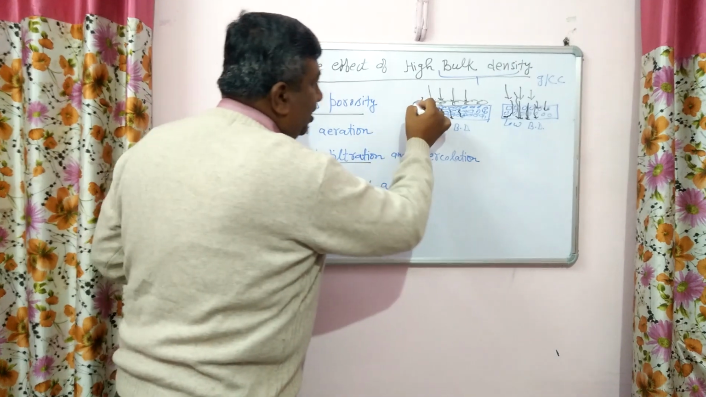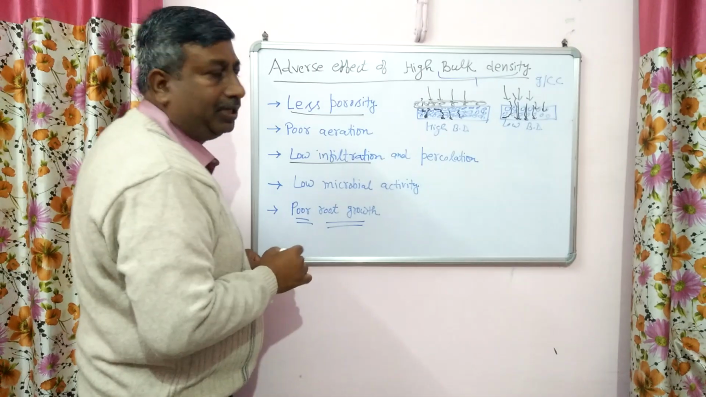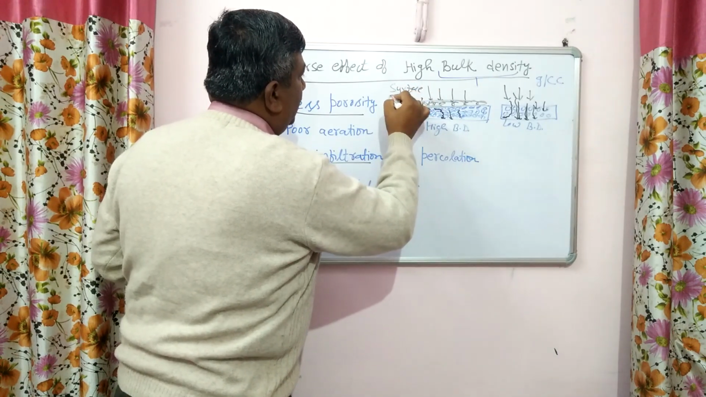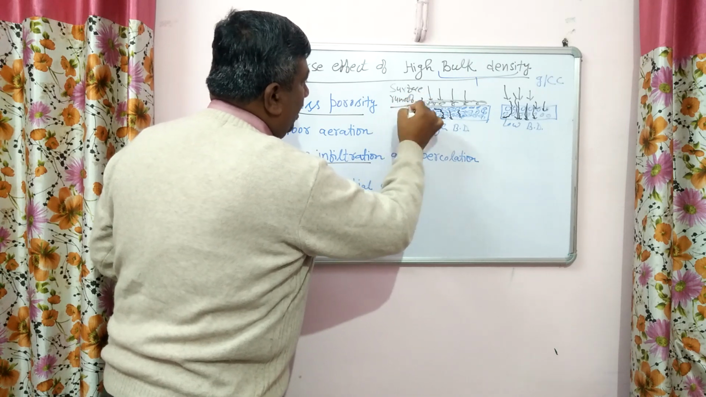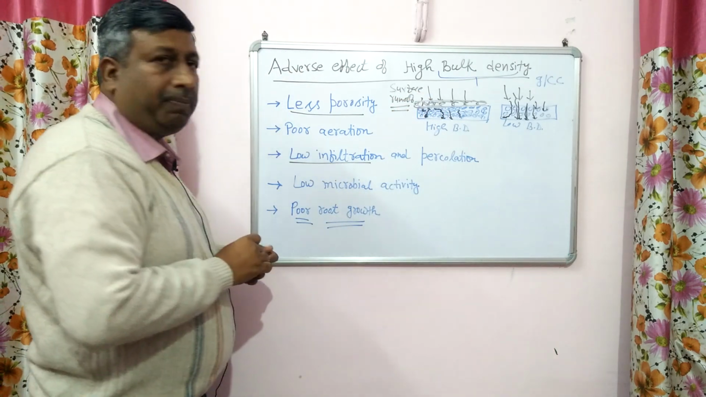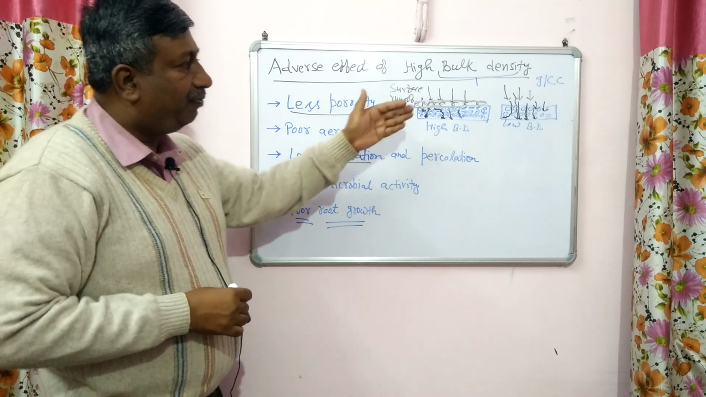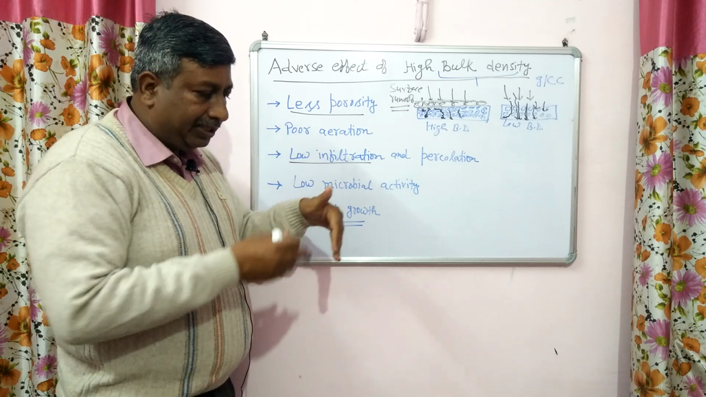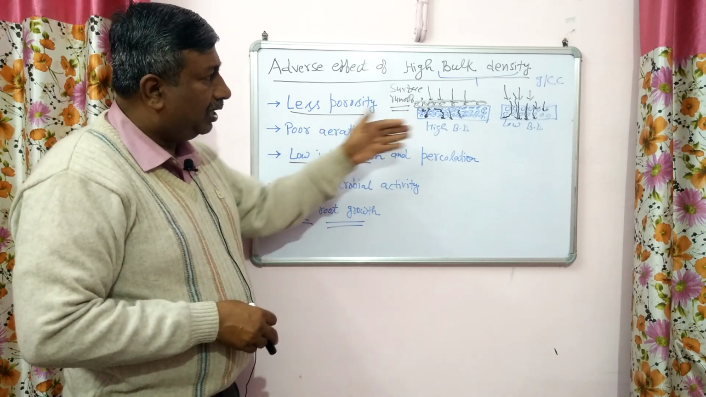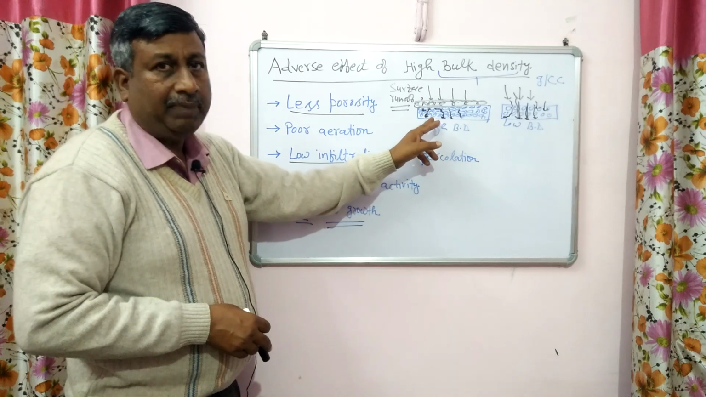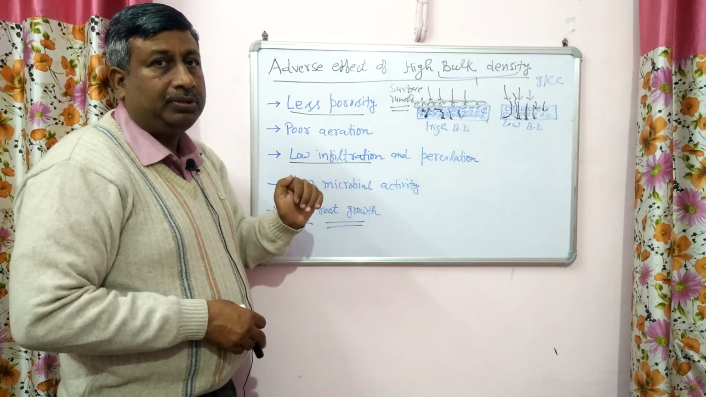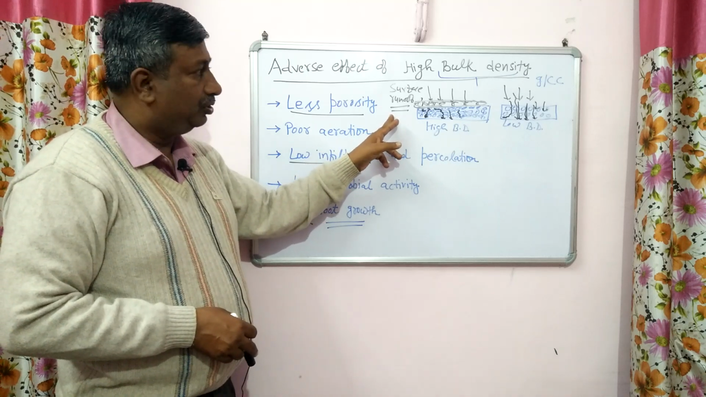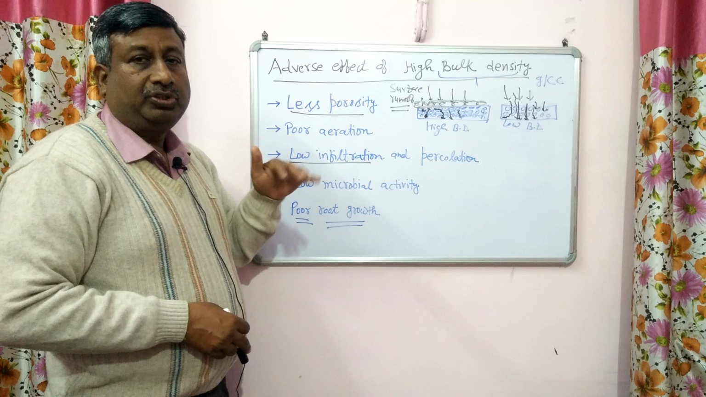So then water will accumulate on the soil surface, and then there is surface runoff. This is another problem: in high bulk density soil, there is a problem of surface runoff, while in low bulk density soil there is no such problem, because all the water moves into the soil and then moves downward and is available to the root. Here, water is not available to the root, so further root growth is affected. Surface runoff in high bulk density soil causes soil erosion.